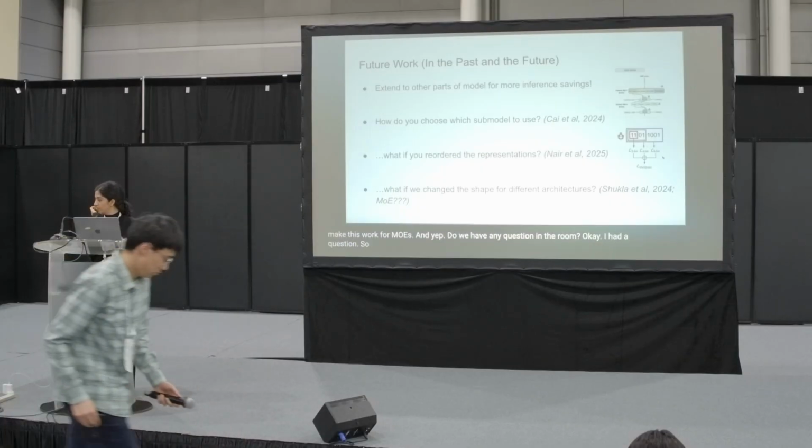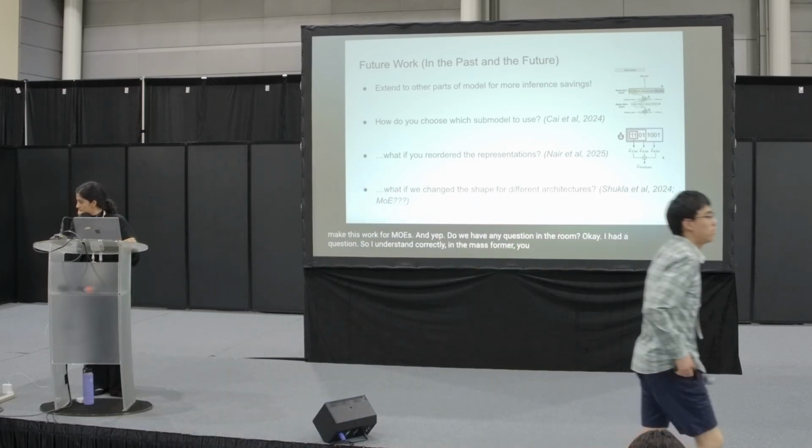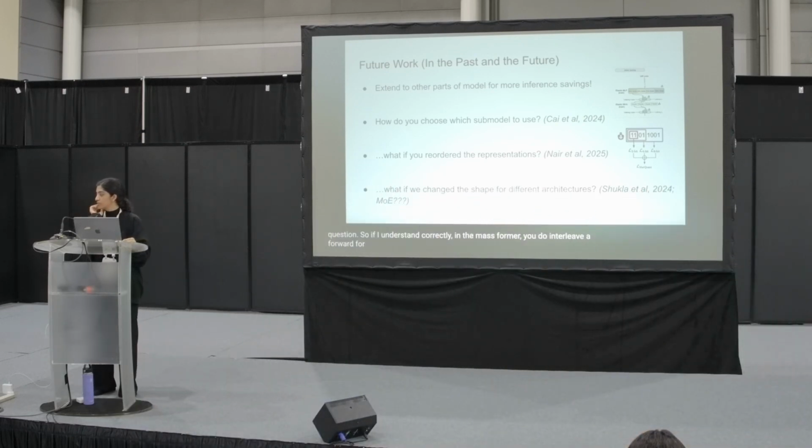There are also non-trivial, interesting things you could do both on the algorithm and hardware side to make this work for MoEs. So, if I understand correctly, in the MatFormer, you do interleave forward for the small model, forward for the medium model, and the large model. But it's quite hard to interleave properly on hardware. If I have a certain amount of GPU, when I do a forward for the small model, I'm probably underutilizing the GPU, while if I do forward with the big model, I'm using fully those capacity.